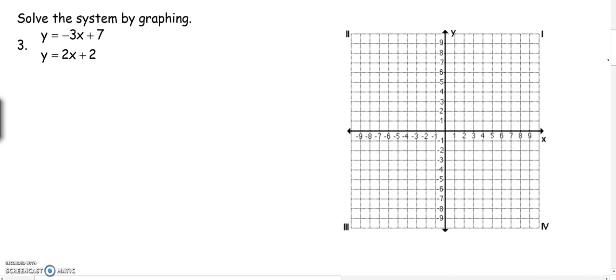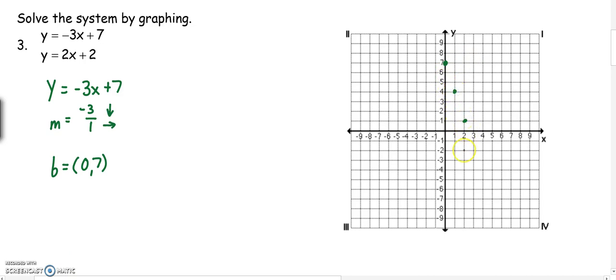In number 1, we have the equation y equals -3x plus 7 and y equals 2x plus 2. So we're going to do the first equation and graph that line. Y equals -3x plus 7. So in this case, remember that slope is what's in front of the x, -3 over 1. My b value is the number that's by itself, 0, 7. So I'm going to start on my y-axis at 7, and I'm going to use the slope down 3, right 1 because it's negative, down 3, right 1, down 3, right 1.